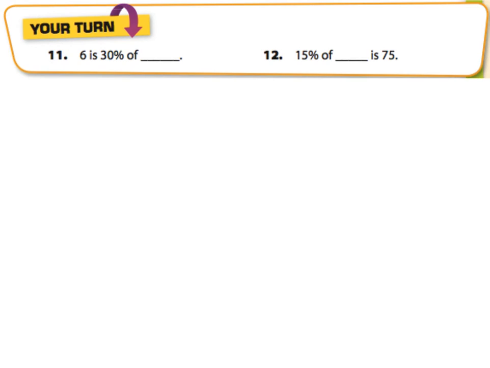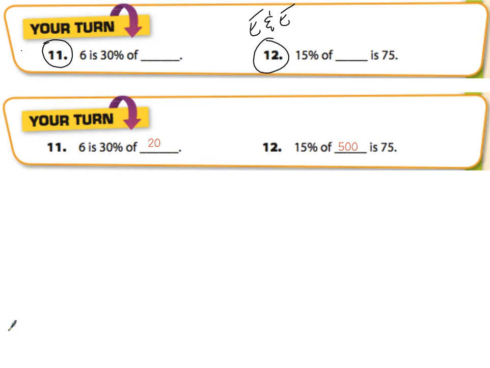All right, so again, this one I want you to use the proportion, and this one I want you to use the expression and equation. When you come back, we'll check your answers. So here, 6 is 30% of 20, and 15% of 500 is 75.